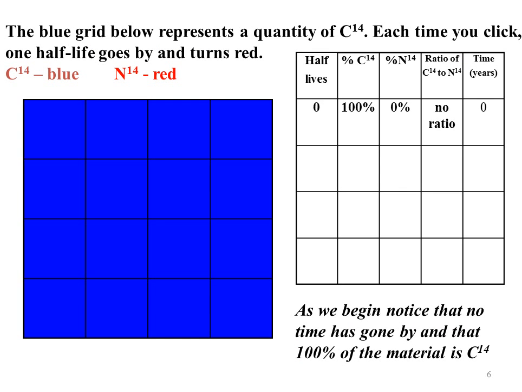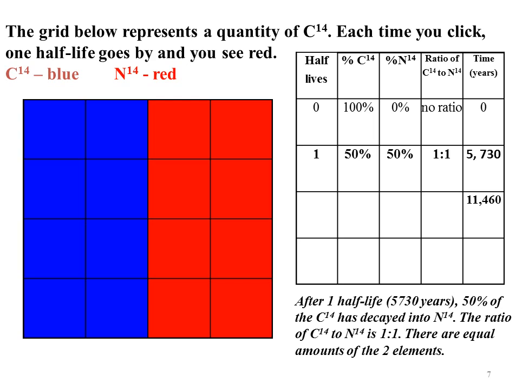So let's see if we can use half-life to determine the age of a rock or fossil or other artifact. So, the blue grid below represents a quantity of carbon-14. Each time we click, one half-life goes by, and it's going to be red, representing nitrogen. So here we go, one half-life has gone by, and so we only have 50% left of each one. So our ratio is 1 to 1, and that means that 5,750 years have gone by.